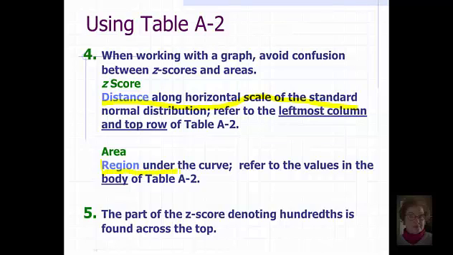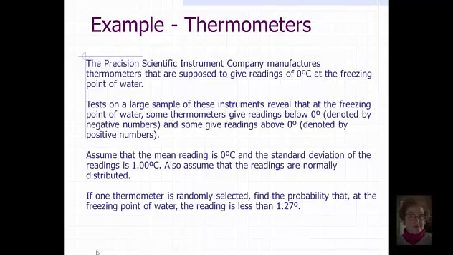So if we were really good and we knew calculus, we could calculate the area under the curve using that formula from the first slide of the chapter. But we have table A2 to help us with that, or StatCrunch. And then we'll look at how to use that table in just a second here.